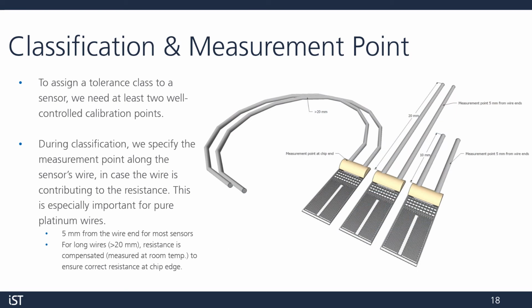For this classification process, it's important for us to specify the measurement point along the sensor's wire, in case the wire is contributing to the resistance. The influence is lower for silver lead wires, but it's greater for nickel gold wire, nickel platinum wire, and especially for pure platinum lead wires. For most sensors, we measure at 5 millimeters from the wire's end. For long wires, over 20 millimeters, wire resistance is compensated at room temperature to ensure the resistance at the chip's edge.